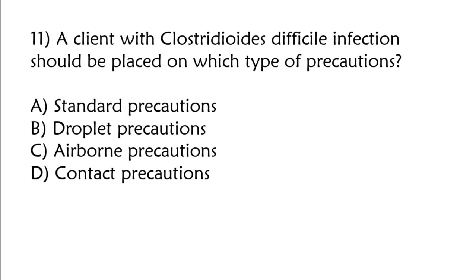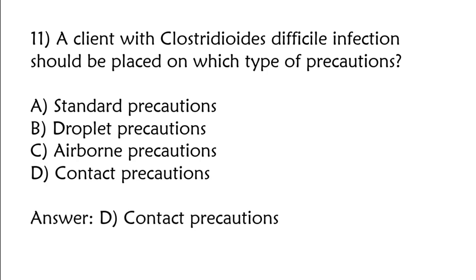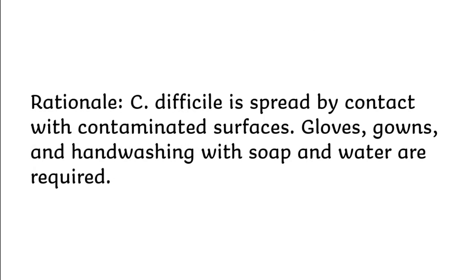A client with Clostridioides difficile infection should be placed on which type of precautions? Correct answer is D. Contact precautions. Rationale: C. difficile is spread by contact with contaminated surfaces. Gloves, gowns, and hand washing with soap and water are required.